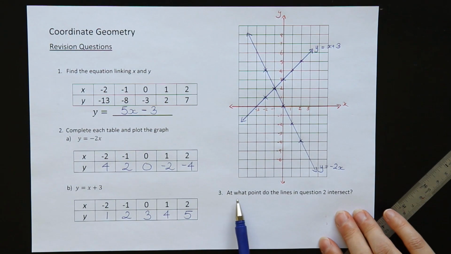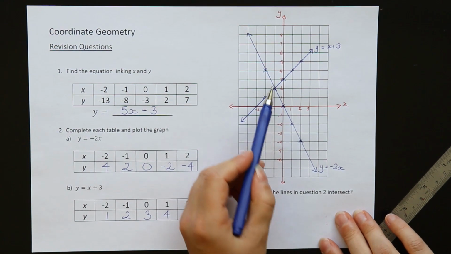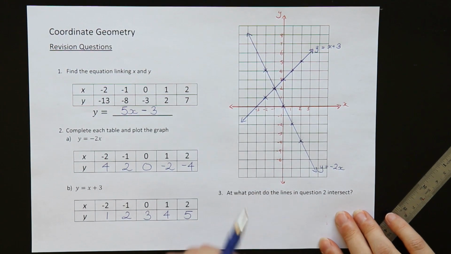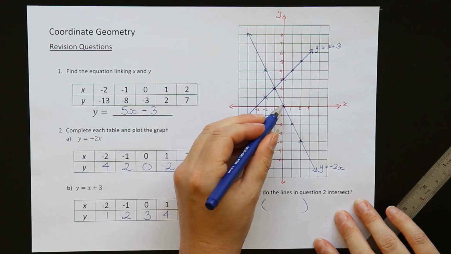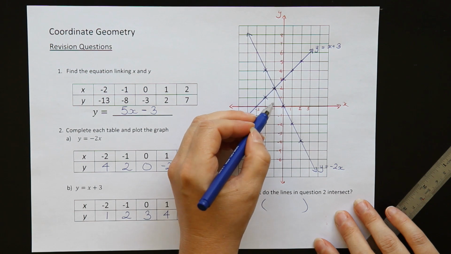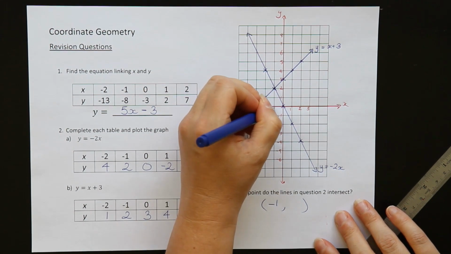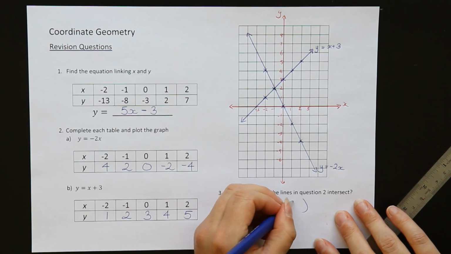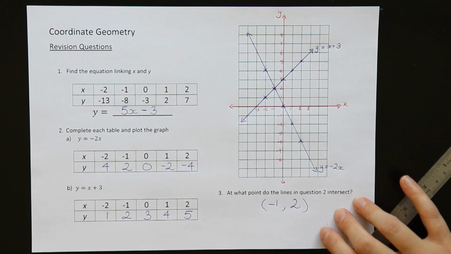Question 3 says, at what point do the lines in question 2 intersect? These lines crossed over here. A point of intersection we write in brackets, and the x value goes first. The x value straight underneath is negative 1, comma, the y value is 2. So the two graphs intersect at the point negative 1, 2.